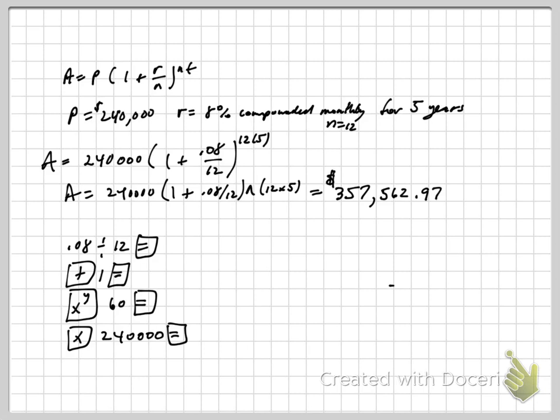So if you compare that, if you take A minus P, that gives you the interest earned. And so if I was to subtract 240,000 from that, which I'm just going to do on my calculator, I'm going to end up with the interest is $117,562.97. So quite a bit of money, and that's what happens with compound interest.